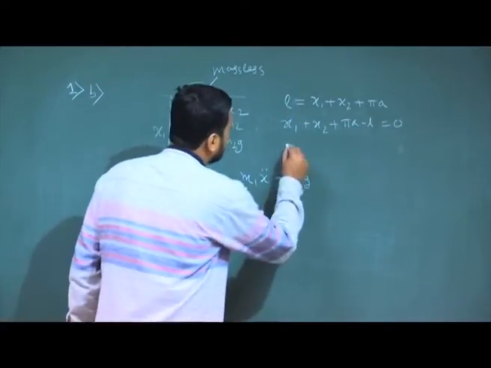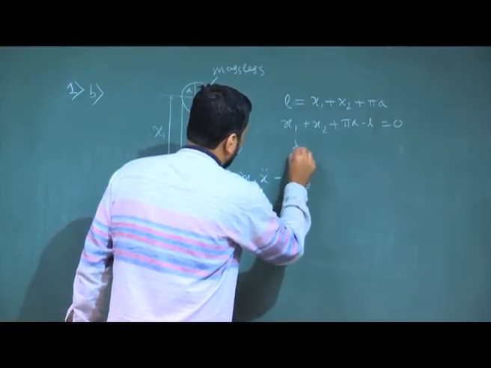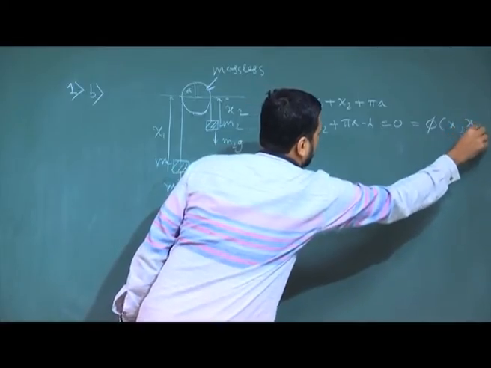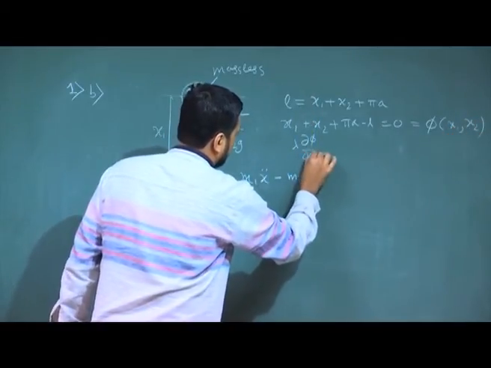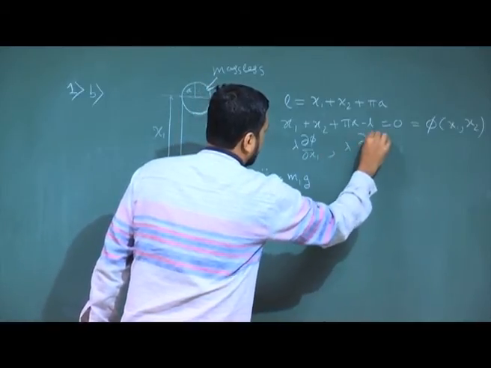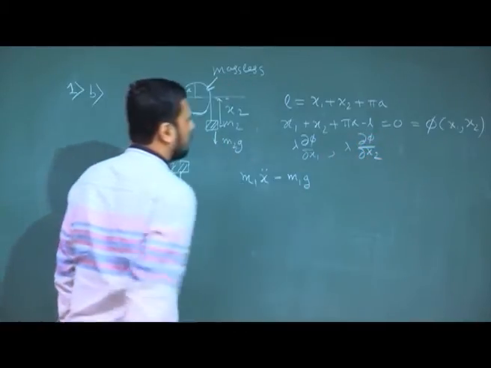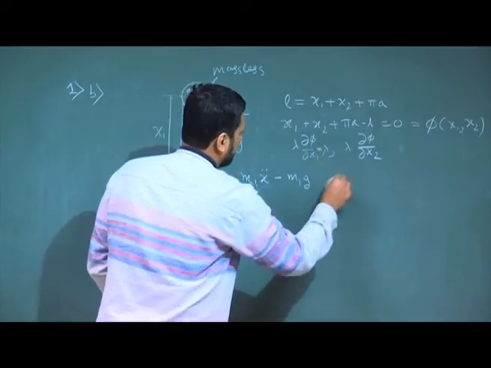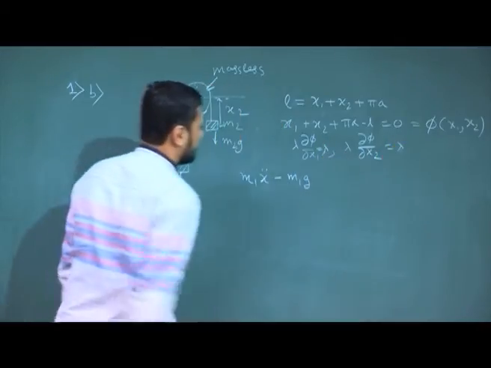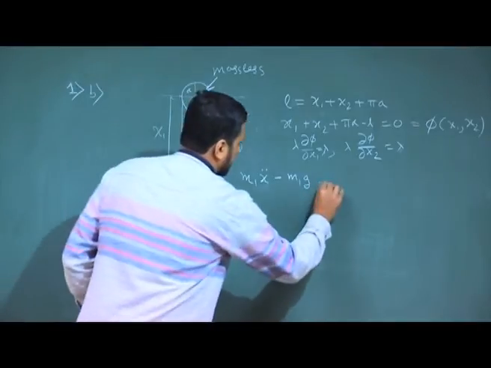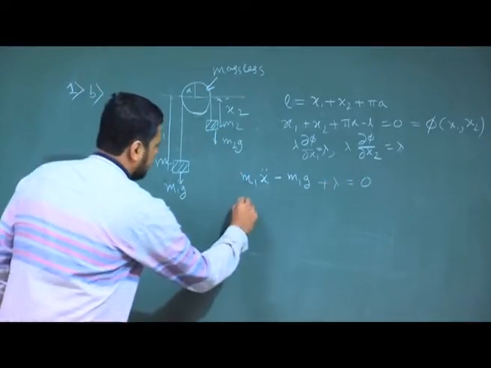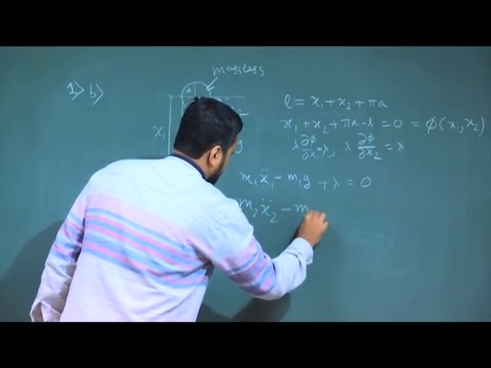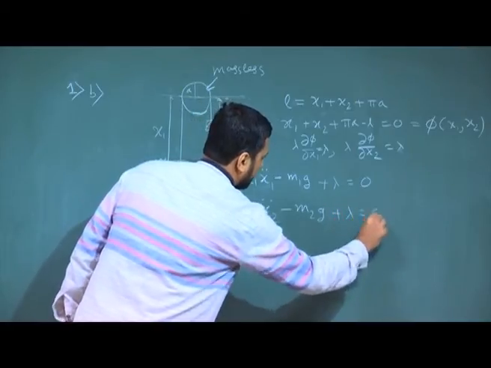Okay. So, what you need to do is lambda del, so essentially this is your phi of x1 and x2. Okay. So, it will be lambda del phi del x1 and lambda del phi del x2. Now, it so happened that both are first order. So, this is simply equal to lambda, and this is also simply equal to lambda, right. So, you get 1 and you have m2 x2 double dot minus m2 g plus lambda equal to 0.